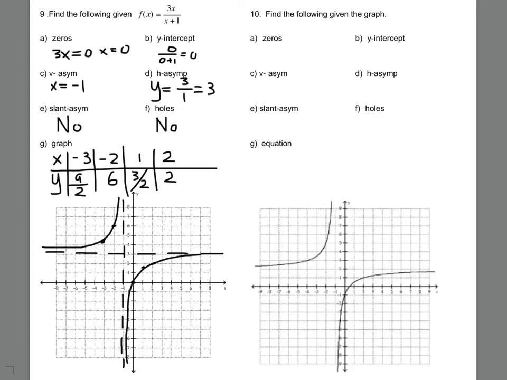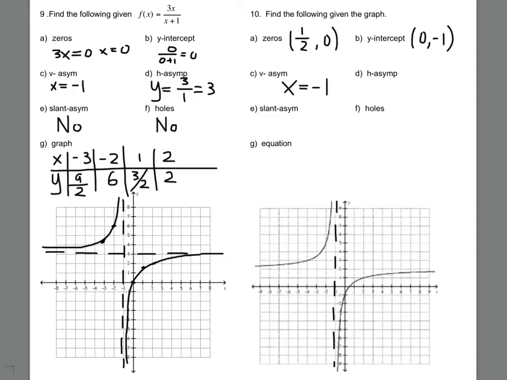Number 10, find the following given the graph. So this is going backward. We're given a graph. Can you read out the information? So the zeros would be the x-intercept. What's our x-intercept? The number here is 1/2, so 0.50. The y-intercept point is going to be located at (0, -1). Vertical asymptote. Do you see a vertical asymptote? It looks like the vertical asymptote is located at x equals -1.